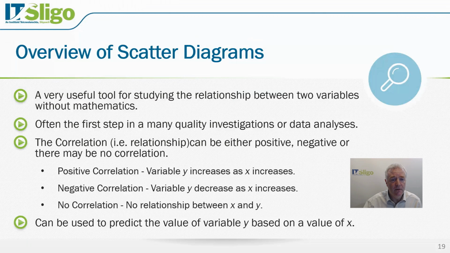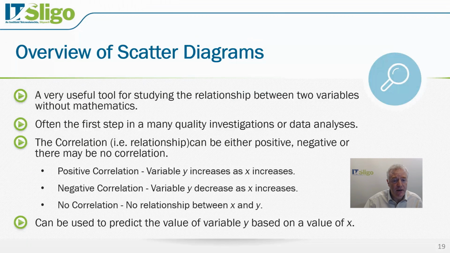The scatter diagram is a very useful technique for identifying relationships between two variables without the use of mathematics. It is often the first step in a quality investigation, or an investigation as to where a problem might lie in our process. The correlation or relationship could either be positive, negative, or there may actually be no correlation at all. A positive correlation indicates that variable y increases as x increases.